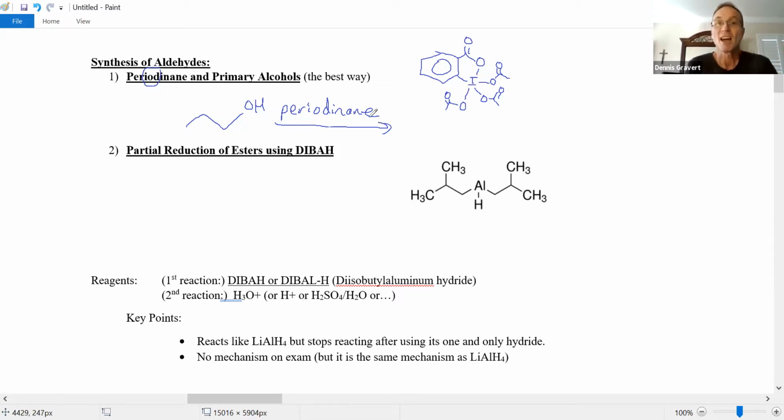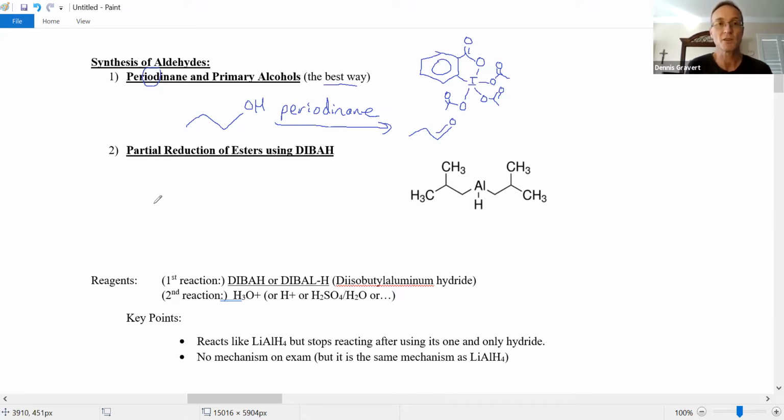Either one works. And with this mild oxidizing agent, you double up the bond, take away the H, and we have our aldehyde. That is the best way. Start with a primary alcohol of your choice, oxidize it gently to an aldehyde. Cool. There is a new way.